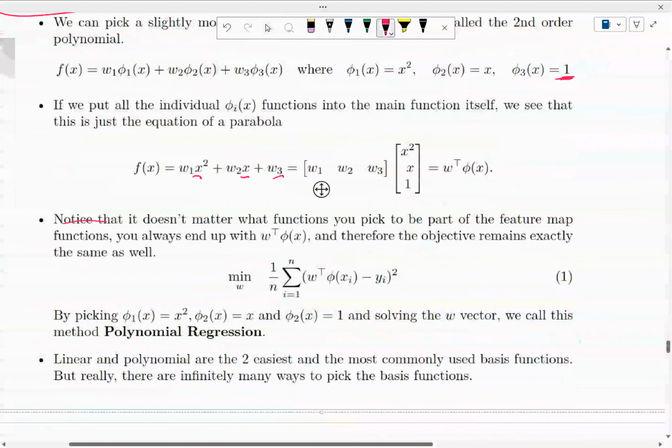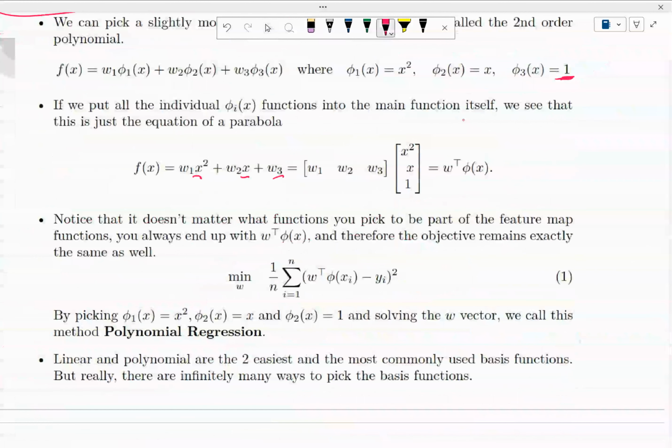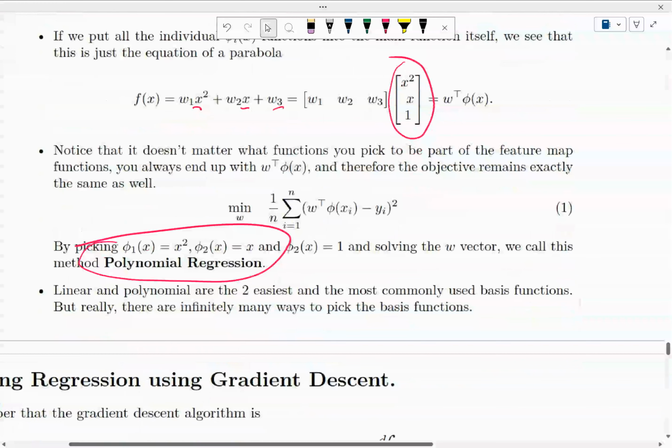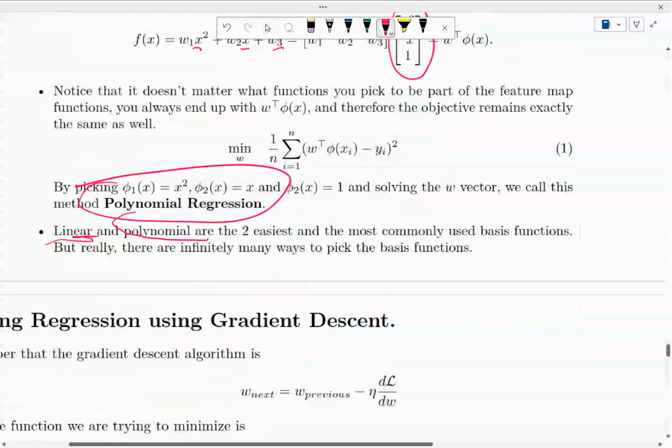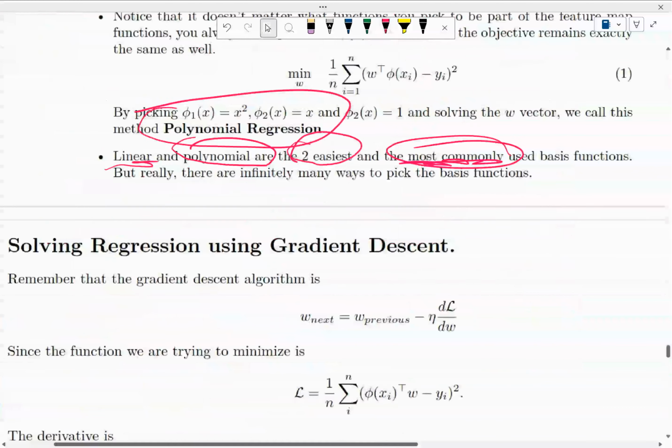So here, notice that it doesn't matter what function you pick. You can always write it this way. But if you happen to pick these as the basis functions, then what you end up solving is this thing called second order polynomial regression. Linear regression and polynomial regression are the two easiest and the most commonly used basis functions. So just by picking those basis functions, you have it.